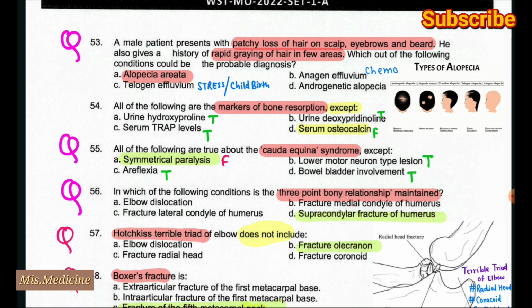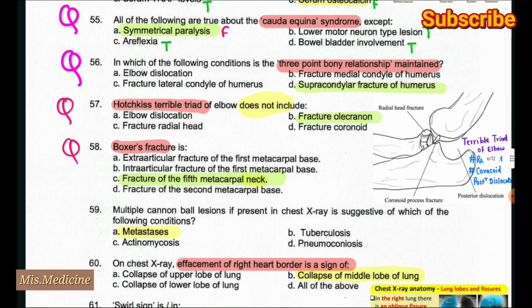All of the following are the markers of bone resorption except serum osteocalcin. 55th question. All of the following are true about the cauda equina syndrome except asymmetrical paralysis. In which of the following conditions is the 3-point bony relationship maintained in supracondylar fracture of the humerus? Next question. Hodgkin's terrible triad of elbow does not include fracture olecranon.